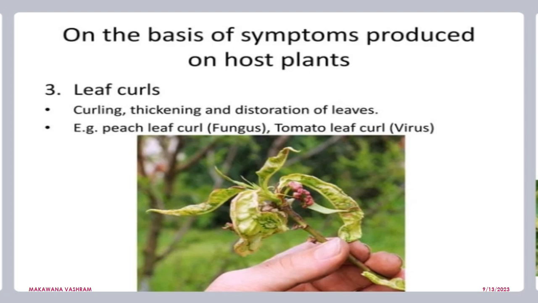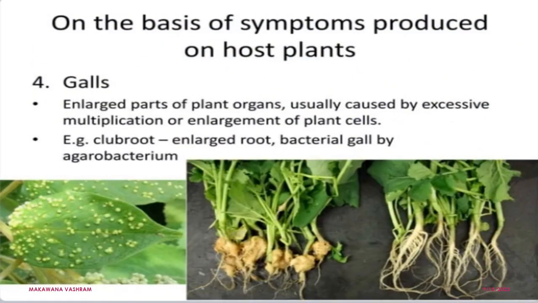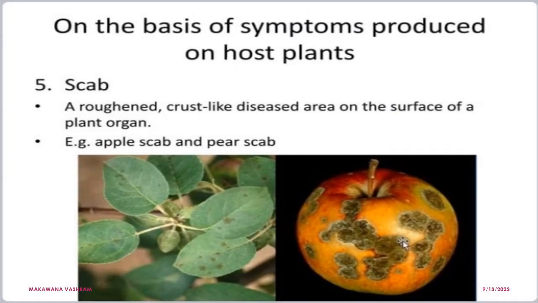Leaf curl: curling, thickening and distortion of leaves. Peach leaf curl or tomato leaf curl. Galls: enlarged parts of a plant organ, usually caused by excessive multiplication or enlargement of plant cells. Example: clubroot, enlarged root, bacterial gall by Agrobacterium. Scab: a roughened crust-like diseased area on the surface of a plant organ. Apple scab and pear scab.